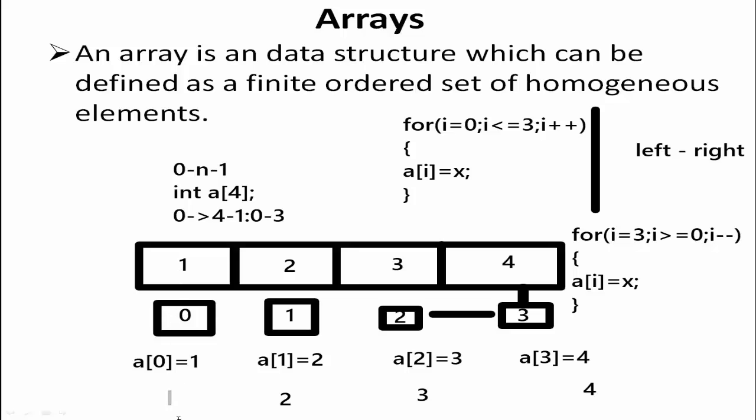In 0 we have the value 1. So 1 will be printed. The values 4, 3, 2, 1 are printed on the screen.